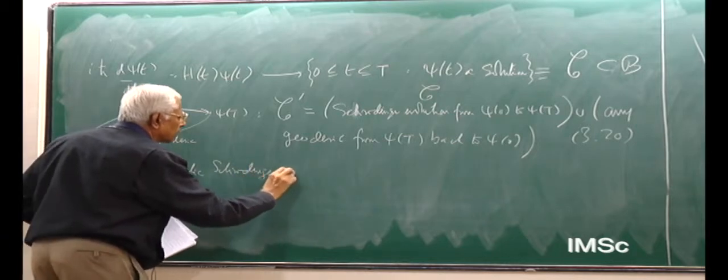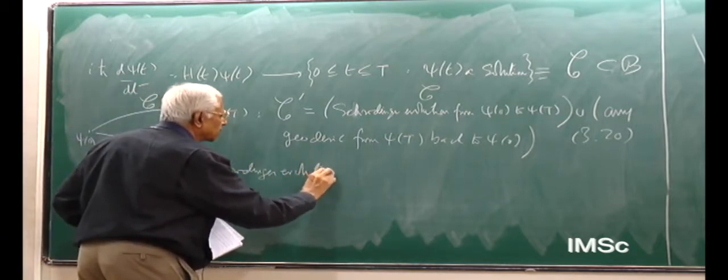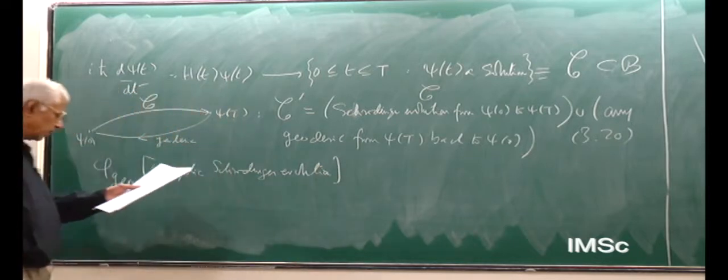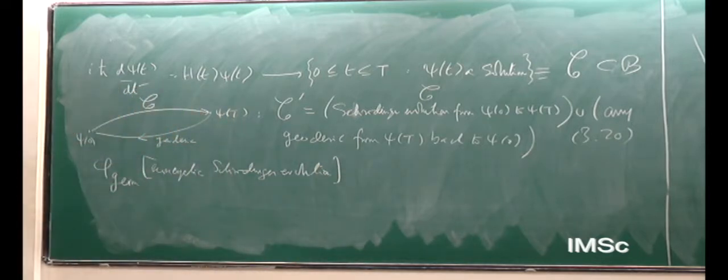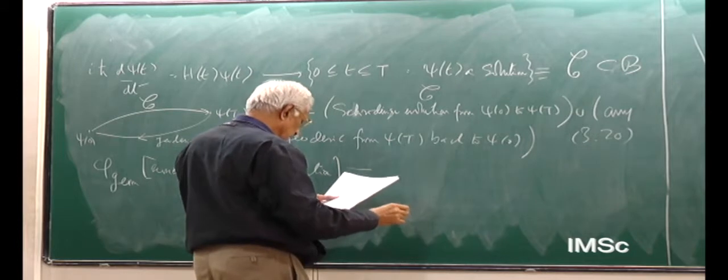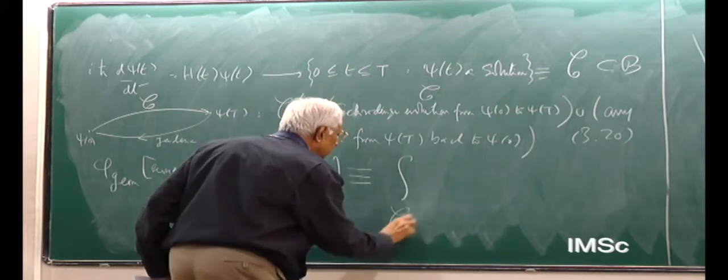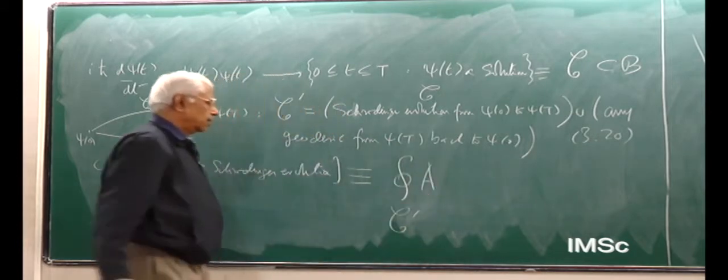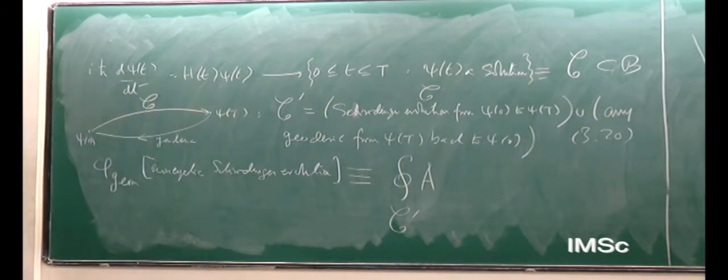the geometric phase for non-cyclic Schrodinger equation from psi of 0 to psi of t shall be the same as the closed loop integral of the one form A. Not any. This is a unique geodesic from psi of t to psi of 0. Any lift of the geodesic.